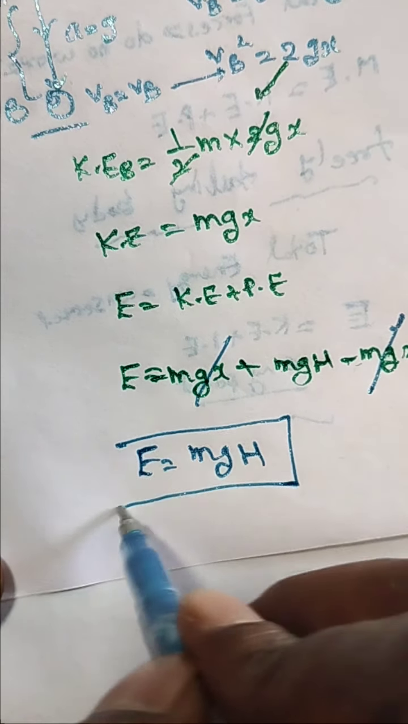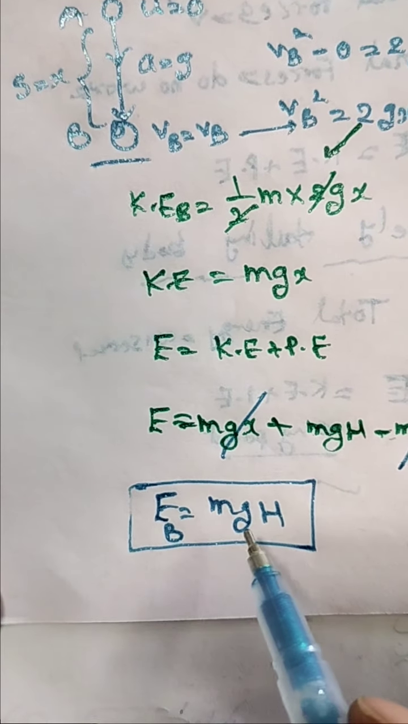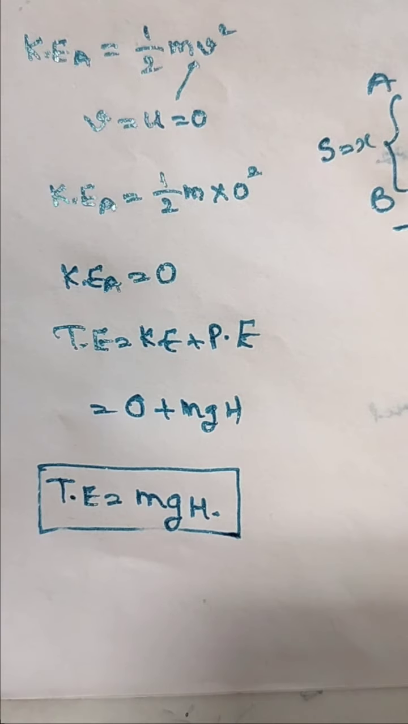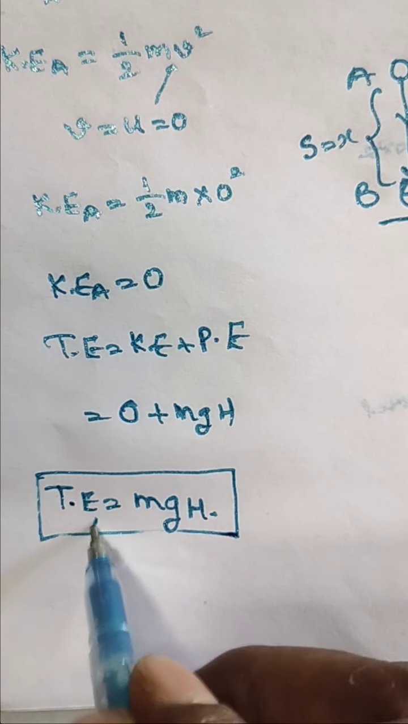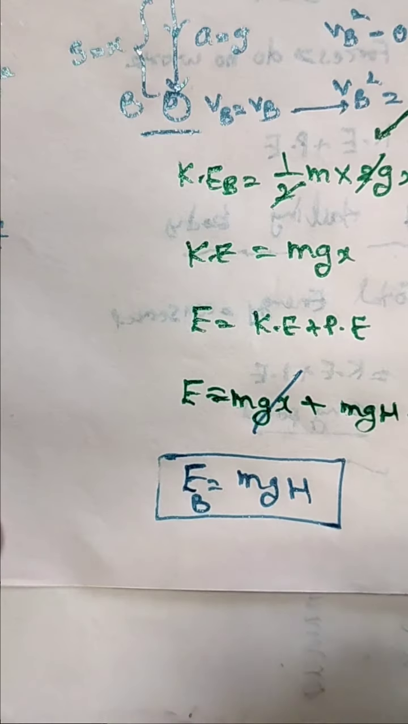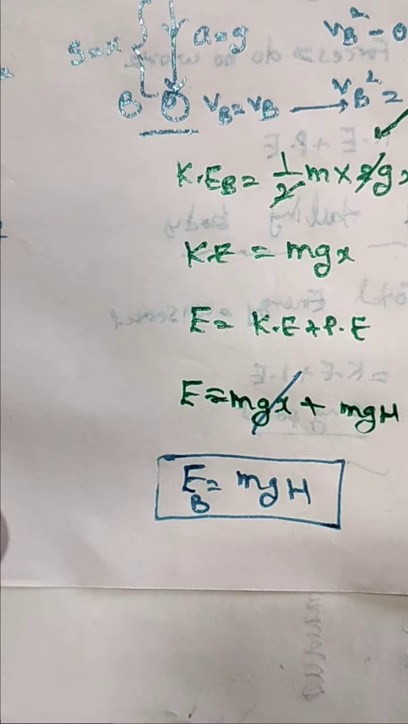So at the B position, what is the total energy? mgH. So please remember at the point A, this is the A position, what is the total energy? mgH. At the point B, what is the total energy? mgH. Third one, at point C.